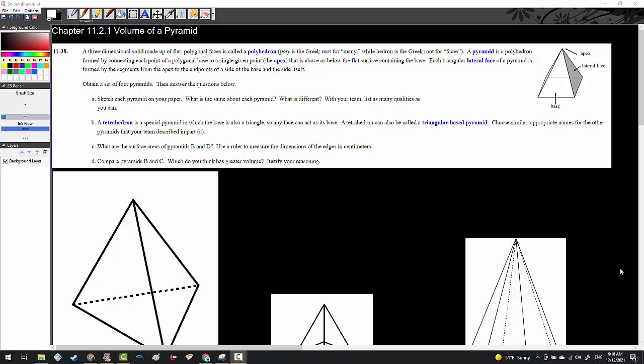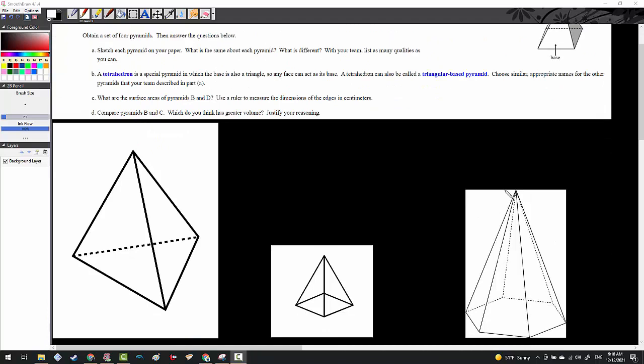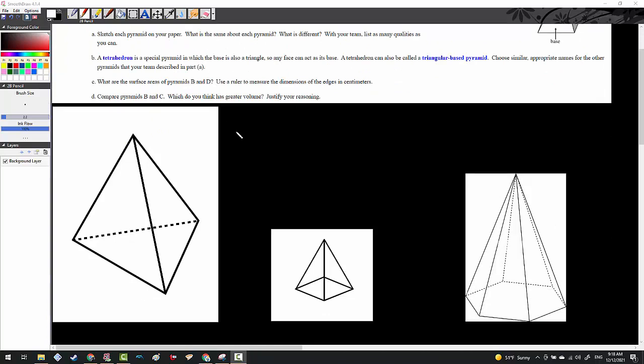So it says obtain a set of four pyramids and answer the questions below. And so we've got three of the pyramids right here. We're supposed to sketch them all on paper. Now, a lot of this is going to be you guys cutting them out and then trying to form the pyramids. We know that they all form the pyramid by having an apex at the top that's a singular point. The bases are going to be different, though.